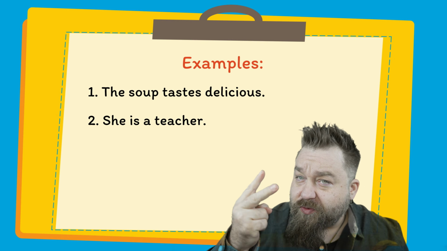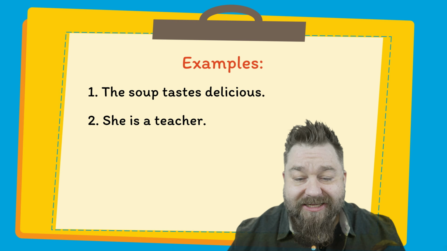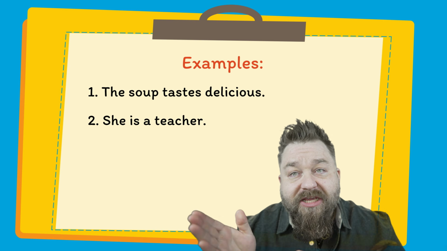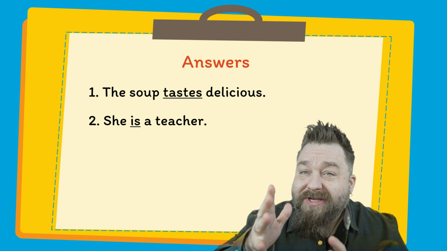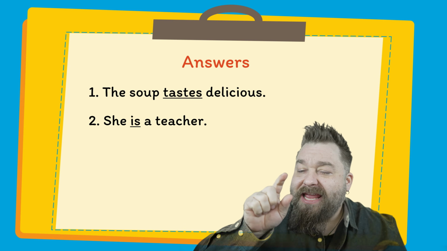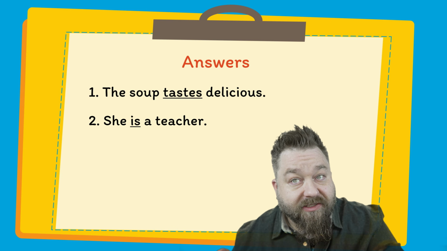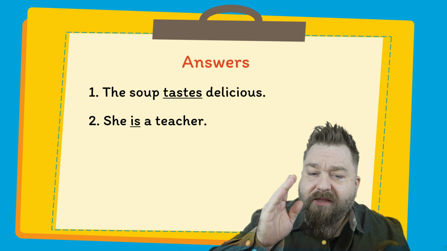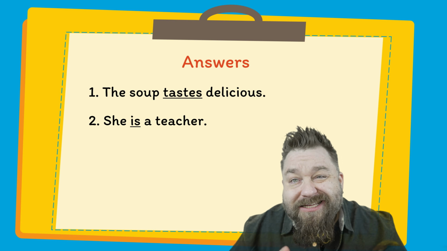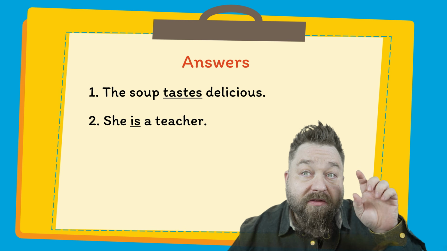So we have 2 sentences here. The soup tastes delicious. And number 2, she is a teacher. Well, what is our linking verb for number 1? The soup tastes delicious. Our verb is taste, yes, but it links the idea of the soup being delicious. Do you understand? And the second one, she is a teacher. This links the idea of the teacher being this woman.